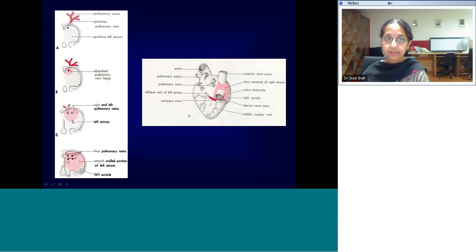So this tissue, which is slowly resorbed into the left atrium, also gives rise to part of the left atrial cavity. Later on you have four separate pulmonary veins on the left side, and on the right side you have the superior vena cava, the inferior vena cava, and the coronary sinus opening.